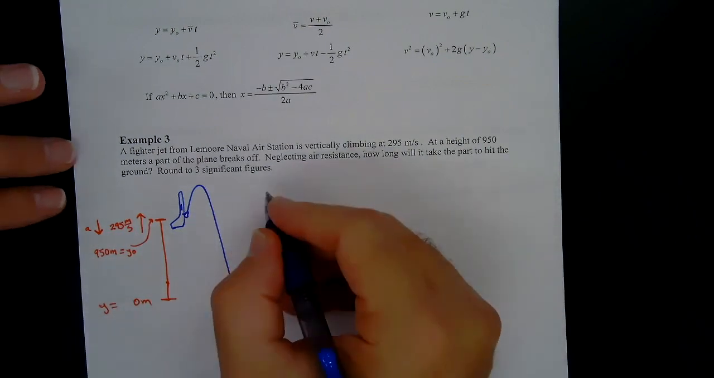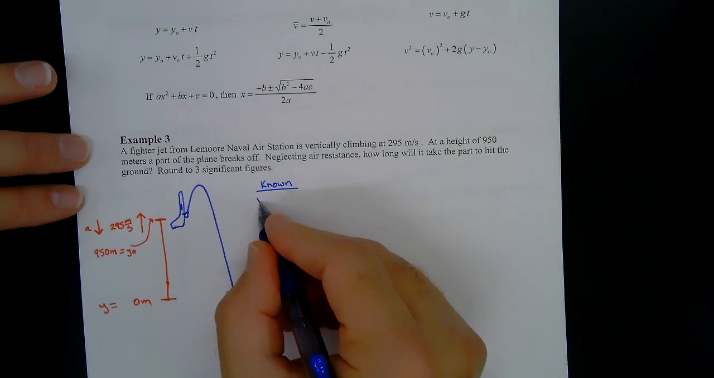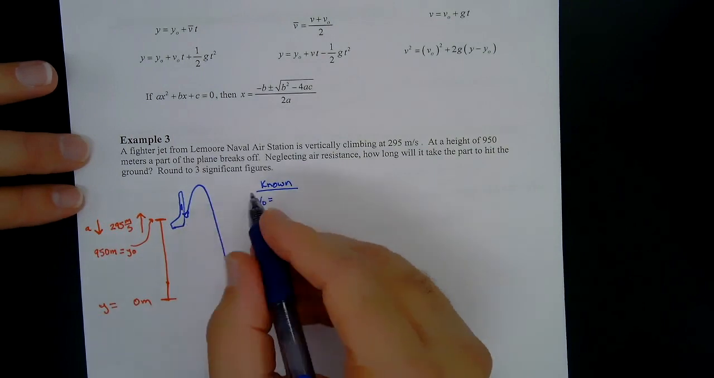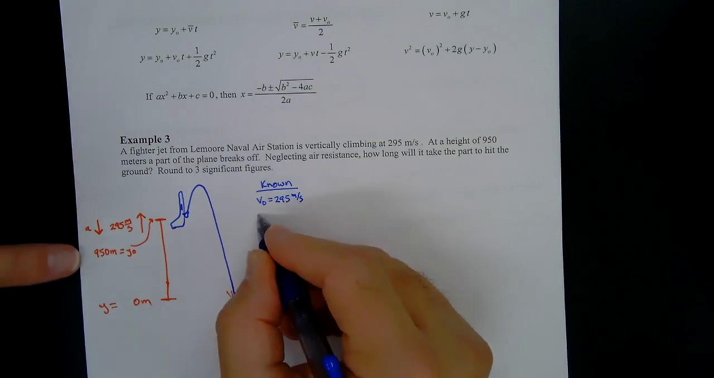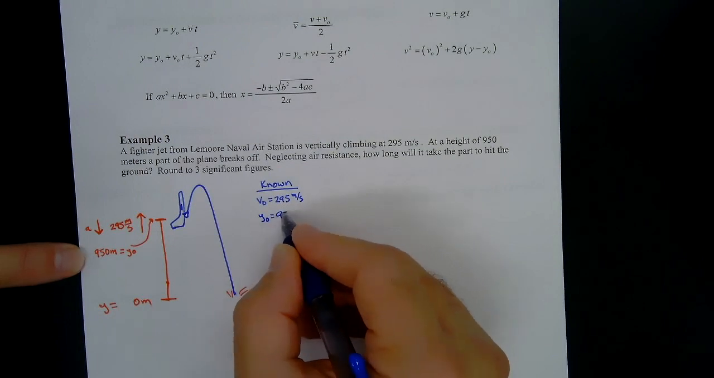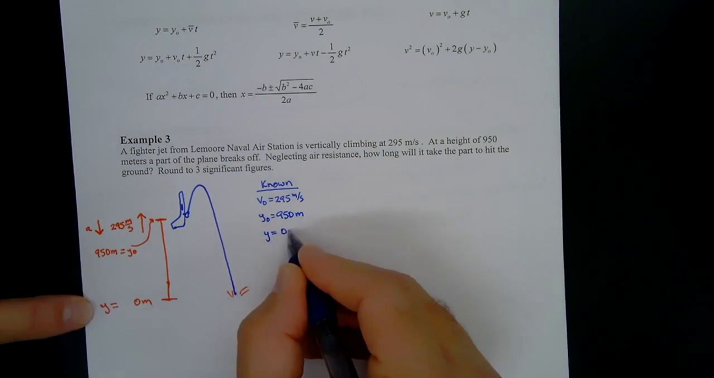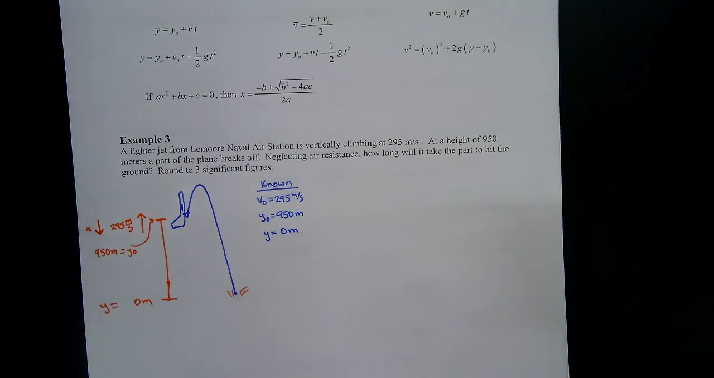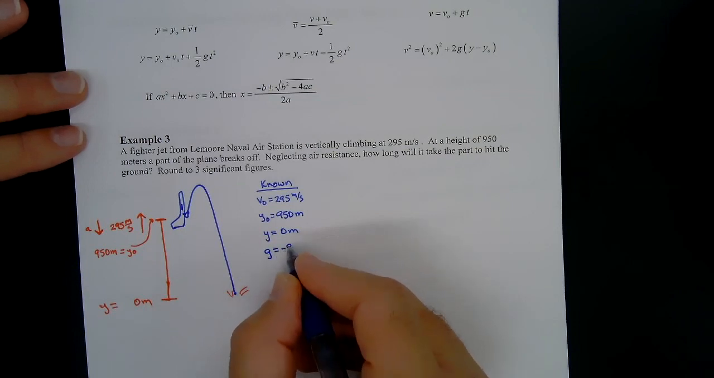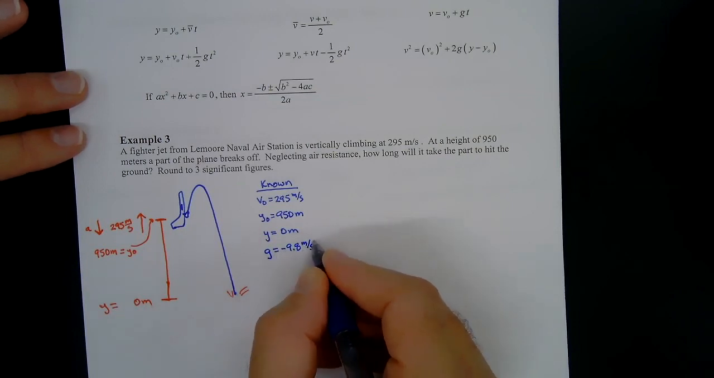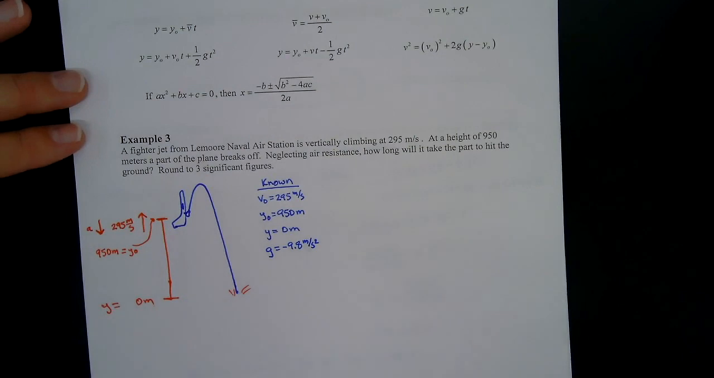All right, so here we go. What do we know? My initial velocity is that of the plane, so it's 295 meters per second. I know my starting position is 950 meters. I know the ending position is going to be 0 meters. And it's not stated, but I also know the acceleration due to gravity, called G, and that's negative 9.8 meters per second squared. It has to be negative because the velocity is positive, so it has to slow down, okay?